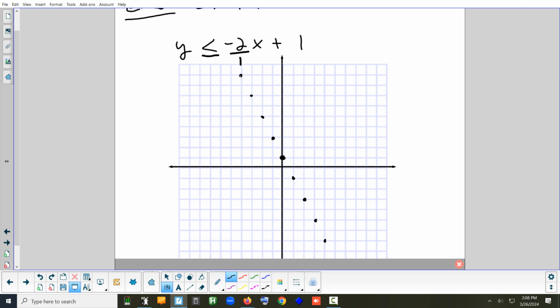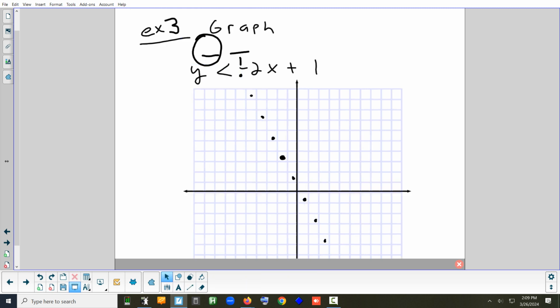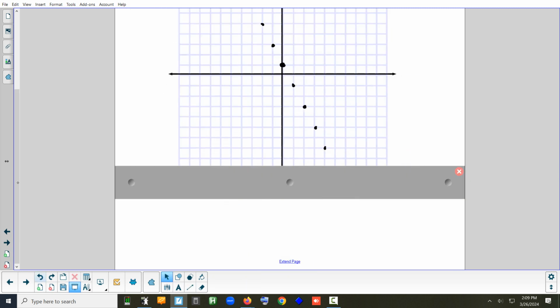That looks good. Now, look at that symbol. Less than or equal to. What are my two types of lines I can use? Dotted and solid. Which one is this? Solid. What tells you that it's solid? The equal to sign. Yep, exactly. That tells you that it's solid.